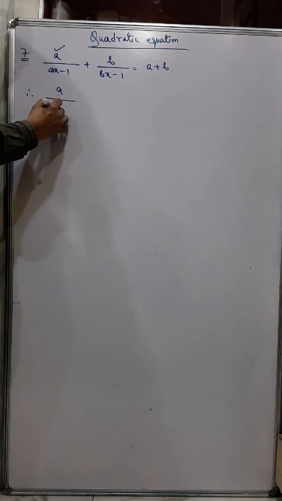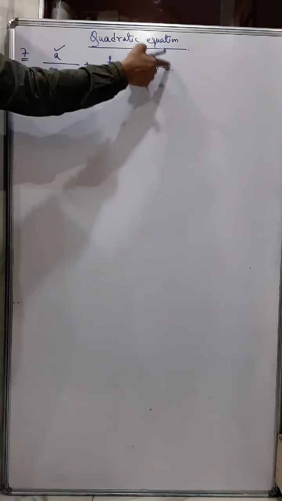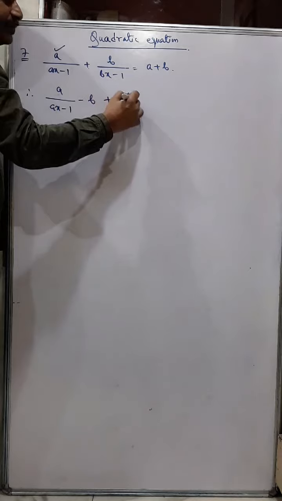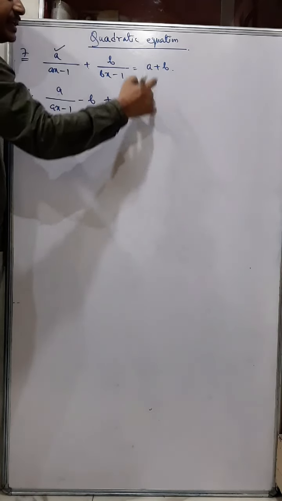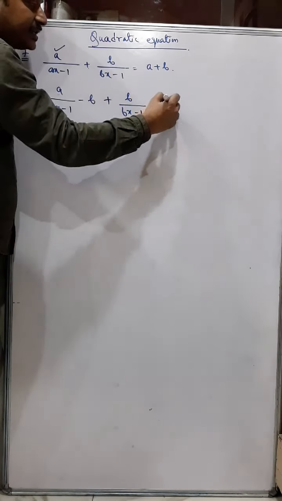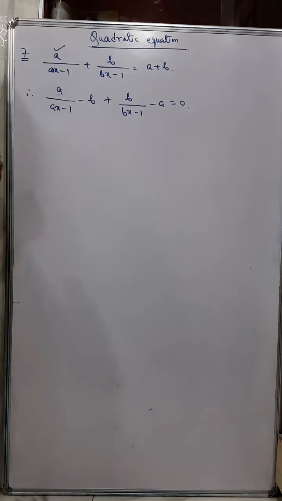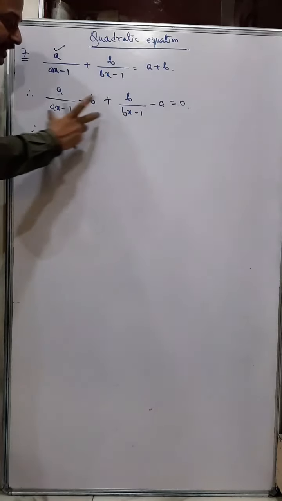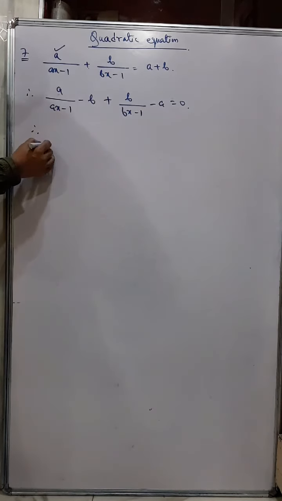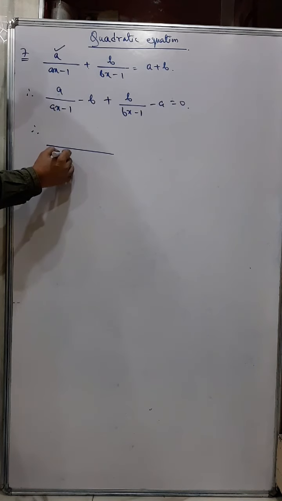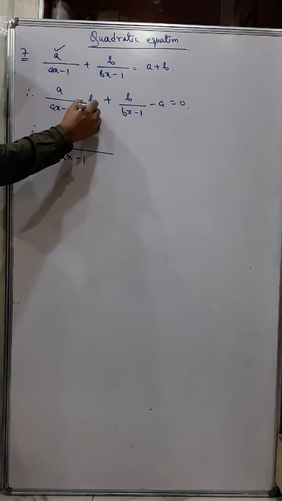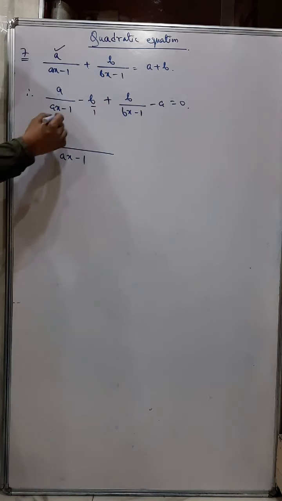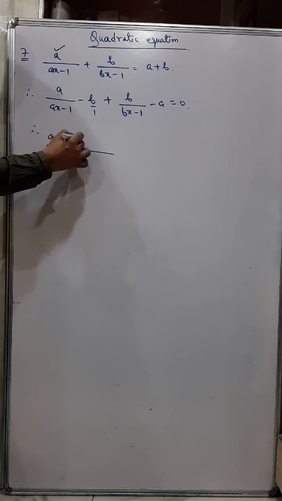A by ax minus 1, now bring b with this a, so minus b, plus again b by bx minus 1, bring this a to this side, minus a equals to 0. Now I'll do this part and this part separately. I'll take LCM. Now see, when I take LCM, in both of these I get LCM as ax minus 1. So what I get is a minus b into this.